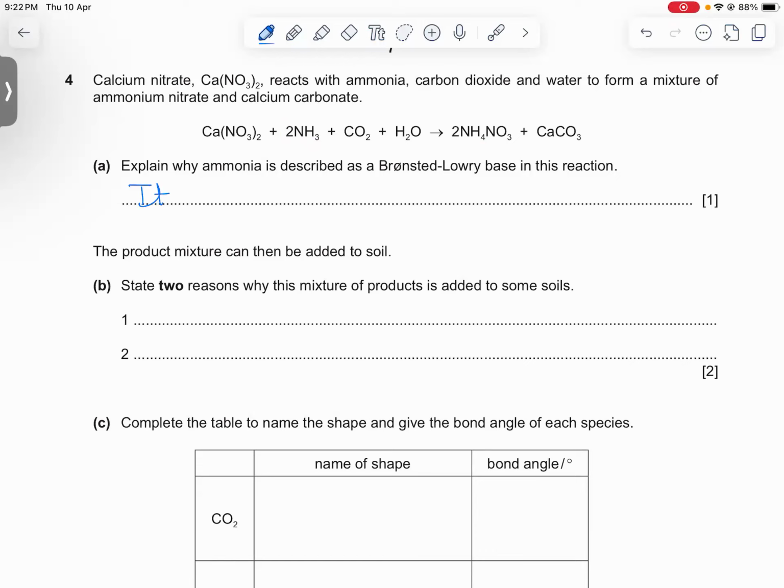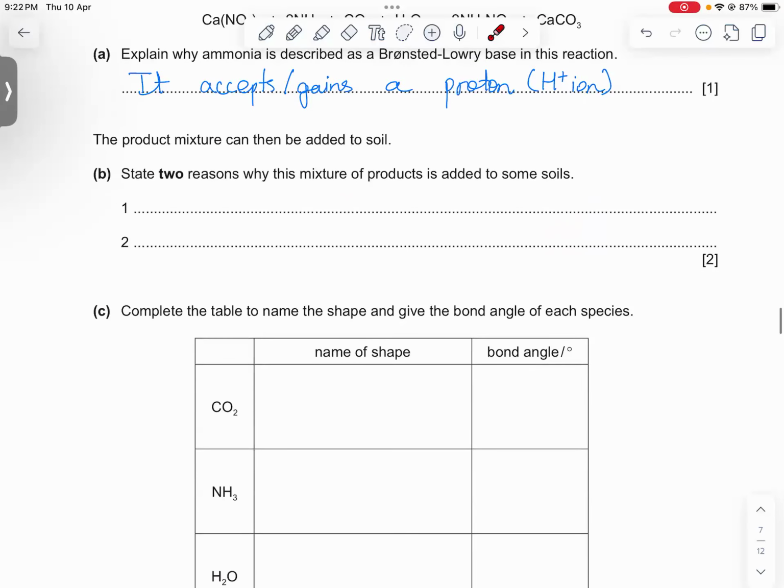We will say it accepts, yeah, gains a proton. We have to use the word proton, not just the H positive ion, right? We have to mention proton because Bronsted-Lowry explained their theory on the basis of proton. They did not use the word H positive ion. Okay? However, a proton is an H positive ion and an H positive ion is a proton. The two are synonymous to each other.